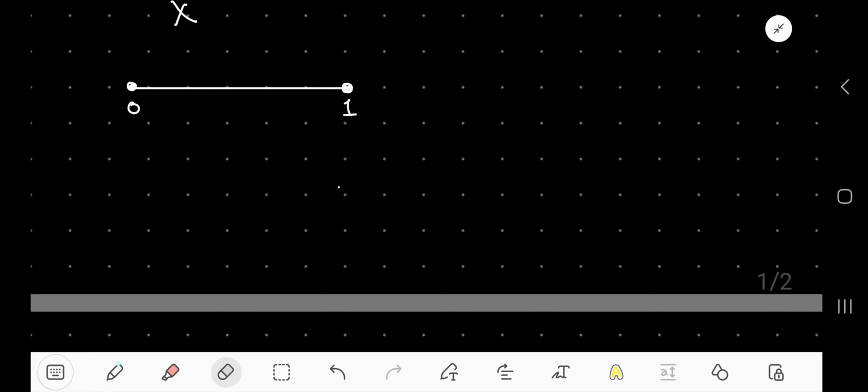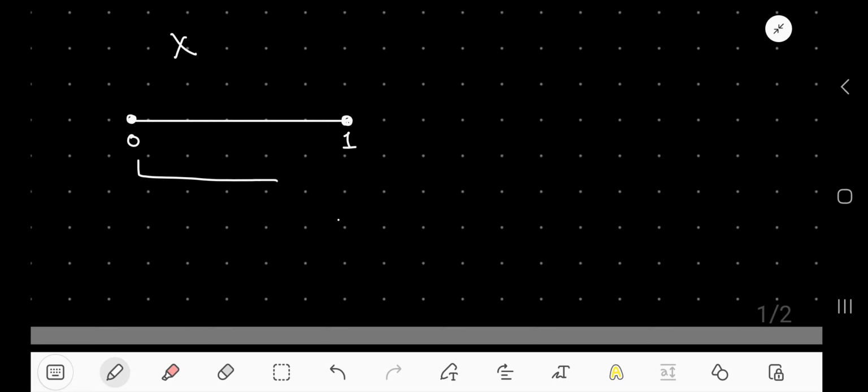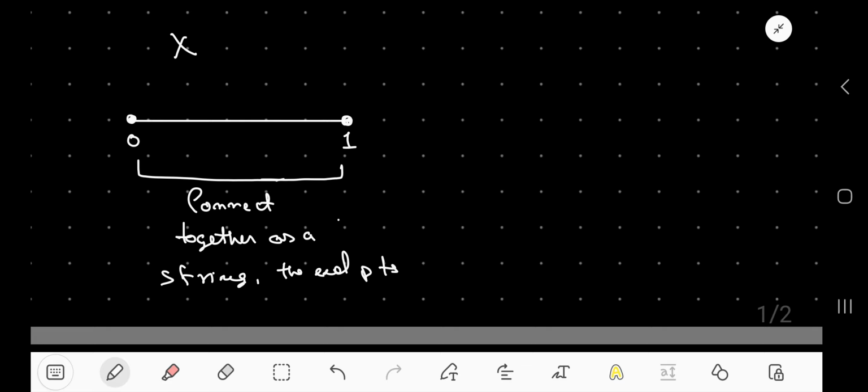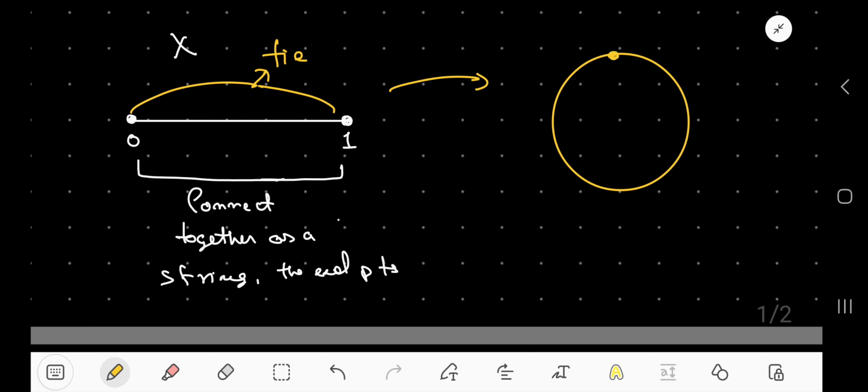Let me not get too rigorous at this point. What I am trying to do is to connect the endpoints of this interval together as a string. I am just imagining this to be a string and I want to tie up these 2 points, and intuitively I'll get something like a circle, where the tied point will represent both the point 0 as well as the point 1. The rest of the circle is just the open interval 0 1, as it was before I tied up the string.